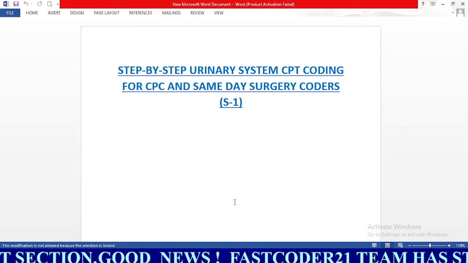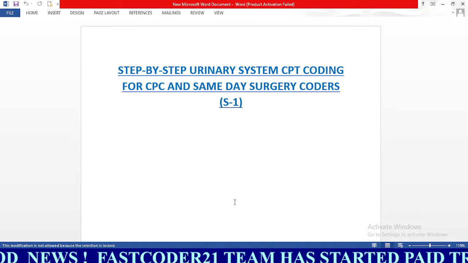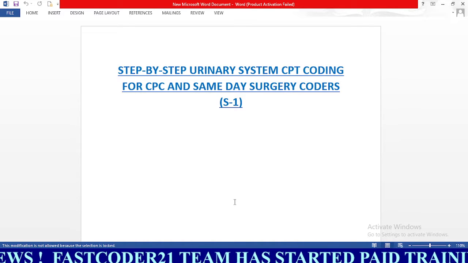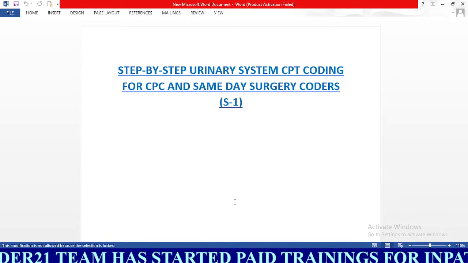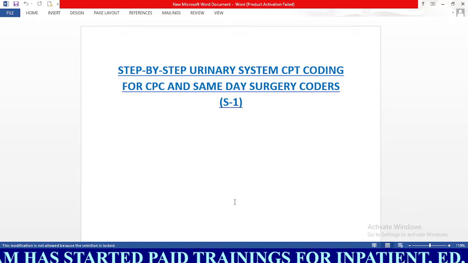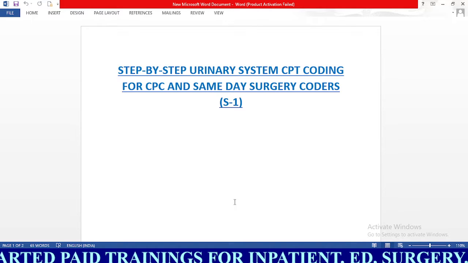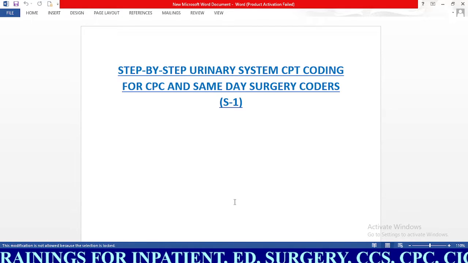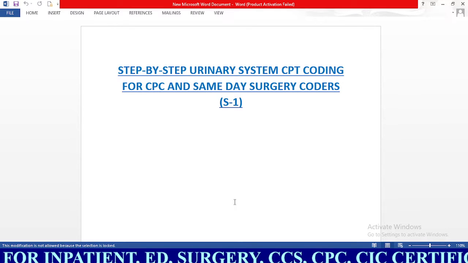Today we are going to learn our step-by-step series chapter Urinary System CPT coding for CPC and same-day surgery coders, session 1. As all of us know, in CPT, urinary system is the most important chapter in order to code urinary system procedures. In this session, we are going to learn few topics related to kidney.